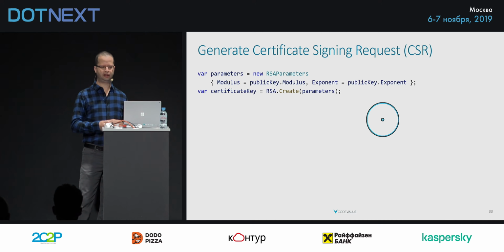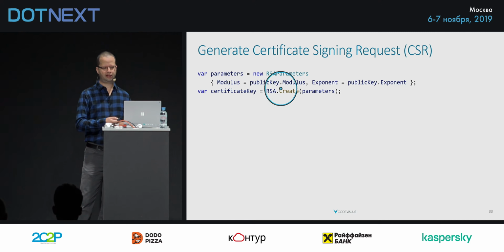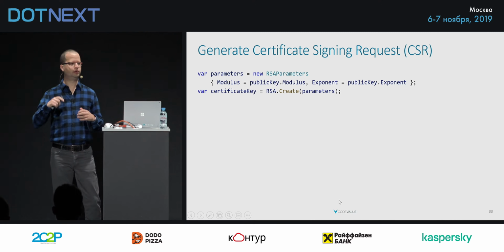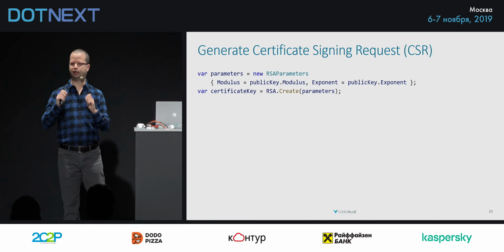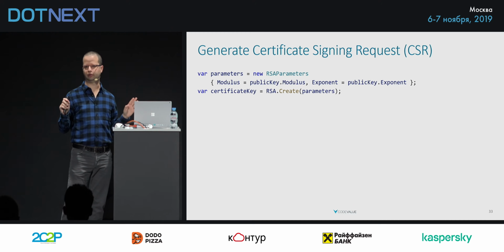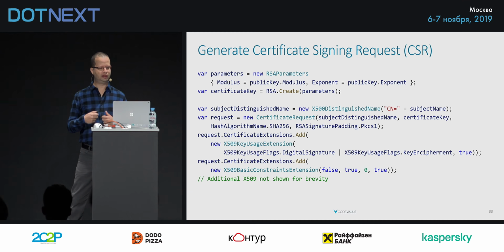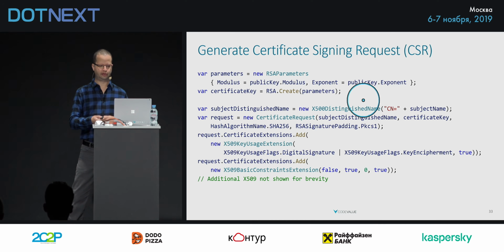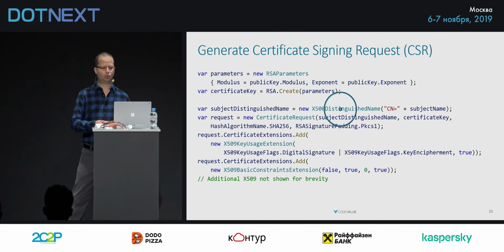So we get the public key that we got from the request, and again we use RSA.Create like we did before, only this time we're not creating a new random key. We're creating a specific public key, which we don't have the private key for, only the public part. Then we go and build our request. So we give the name for the certificate, the subject name that we got from the request. We build the request object, again giving it the subject name and the certificate key.